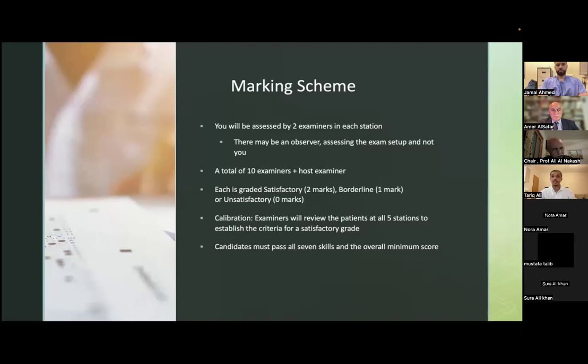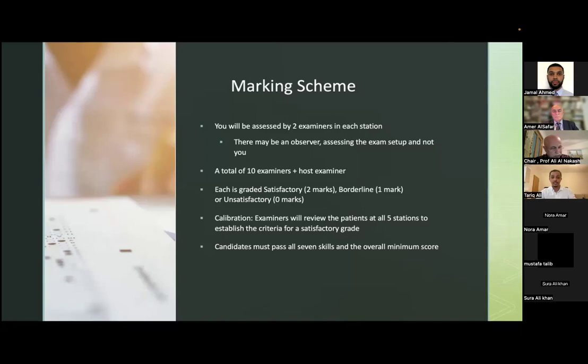So the mark scheme, I think this has already been touched on, but we'll just go through it again. Two examiners in each station. Sometimes you may have a third person, sometimes an invigilator. They're assessing the setup of the exam, making sure that everything's safe and everything's fair amongst all the examiners, but not necessarily examining you.